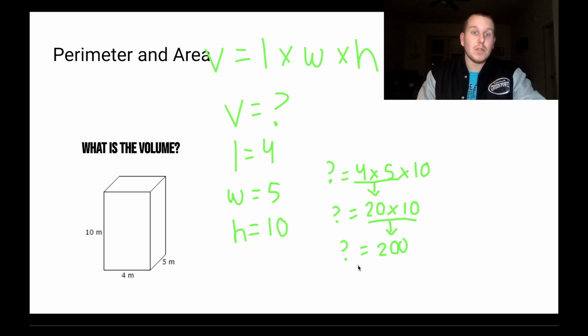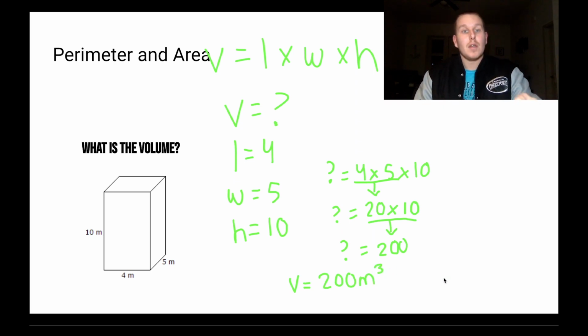Now remember, we do want to make sure that we are labeling our units. So V is going to equal 200 meters cubed, or you could say cubic meters. So the volume of this rectangular prism would be 200 meters cubed.